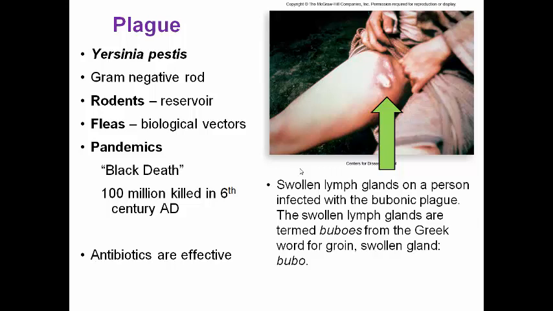There have been pandemics of this throughout history. Back in the 6th century, it's thought that 100 million people were killed by the Black Death, or the plague. It's still around today, but antibiotics are effective and monitoring systems catch this early, so we don't have those same kinds of death rates. This image shows a swollen lymph gland on a person infected with the bubonic form of plague. The swollen lymph glands are termed buboes, from the Greek word for groin, and there you can see those large swollen buboes.